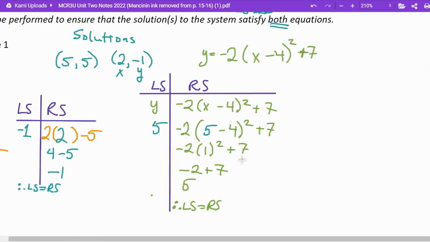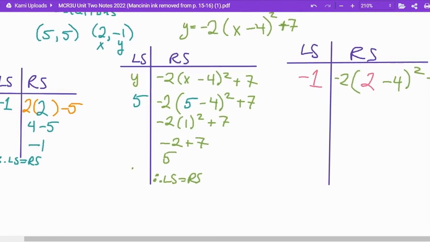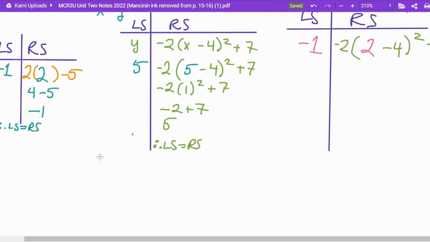Let's try the last case, and that's the second solution for the quadratic function. So I've got my left side and my right side. I will plug in the y and x immediately. So y is -1, x is 2. I write -2(2 - 4)² + 7. So the pink for you is the point we're checking, right? Just so you can follow along graphically what I'm doing.